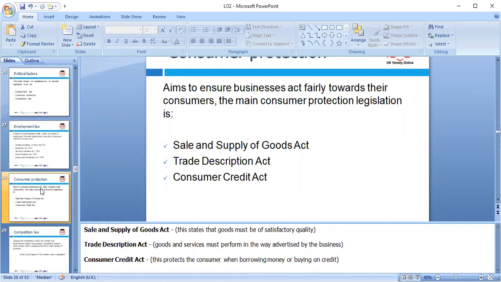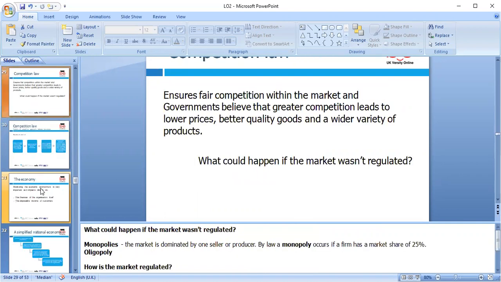So the Sale of Goods Act: if the goods are not fit for purpose, you have a right as a customer to return them. And as a business, we need a return department. We need to embed these because external factors can impact us. Trade description: what the goods contain, for example if we have a drink, how much sugar it contains. Consumer Credit Act, where we are giving credit. Okay, the aim is to ensure fair competition within the market, and the government believes greater competition leads to lower prices, better quality goods and a wider range of products.